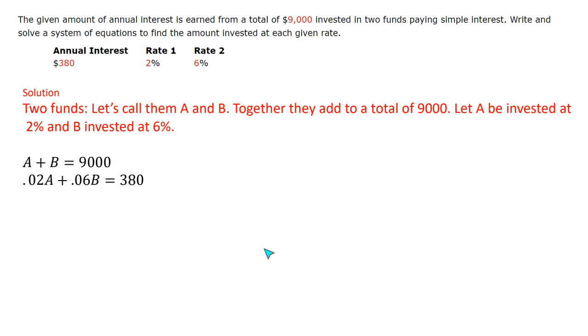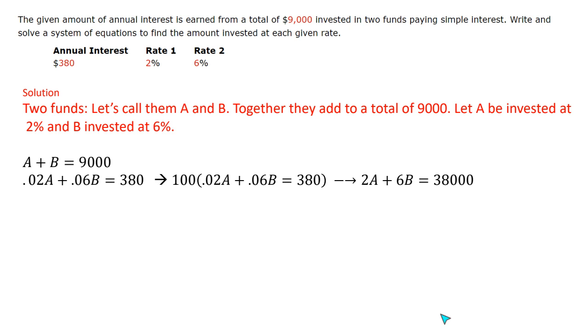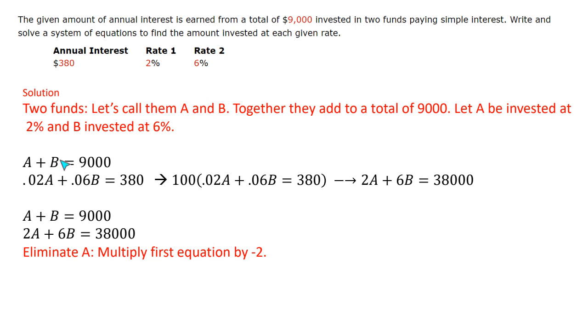So now I have two equations. So now I can apply either the addition method or elimination method. Now, sometimes some of us, we might not like fractions or decimals. So if you want to get rid of these decimals, we can multiply the whole equation by 100. So that 100 times 0.02 is going to be 2a. 100 times 0.06 is going to be 6b. And 100 times 380 is 38,000. Or you could leave it as decimals. It's up to you.